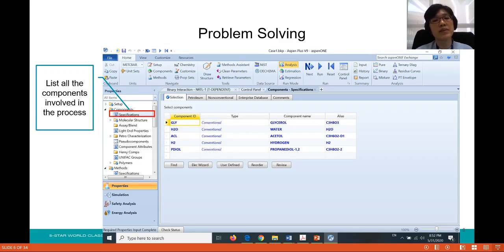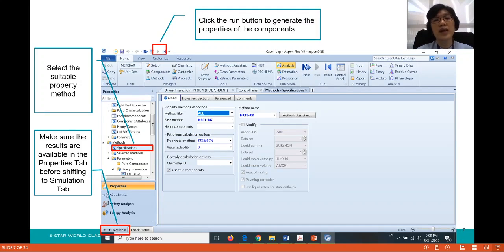Let's solve the problem. As I mentioned, first you have to create a blank simulation in Aspen Plus, and the first page you will be guided to is the list of components. You have to select the components involved in the process. As mentioned in the problem analysis section, you have to list down all the components involved here. The best practice is to just include the components in the third column, and only then set the component ID later on. So we go to the next page.